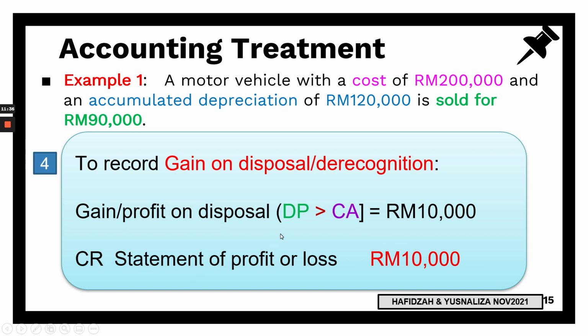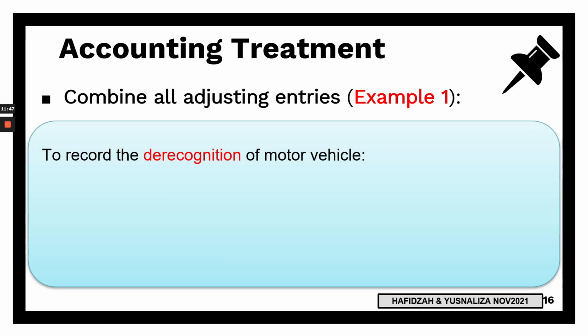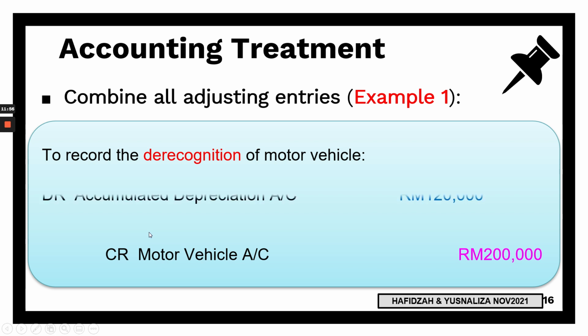To combine all 4 entries that I earlier mentioned, let us now look at the combination of it. So to record the derecognition of the motor vehicle, we are now combining all 4 entries. So the first one, of course, is to remove the motor vehicle, the costs that are being disposed.